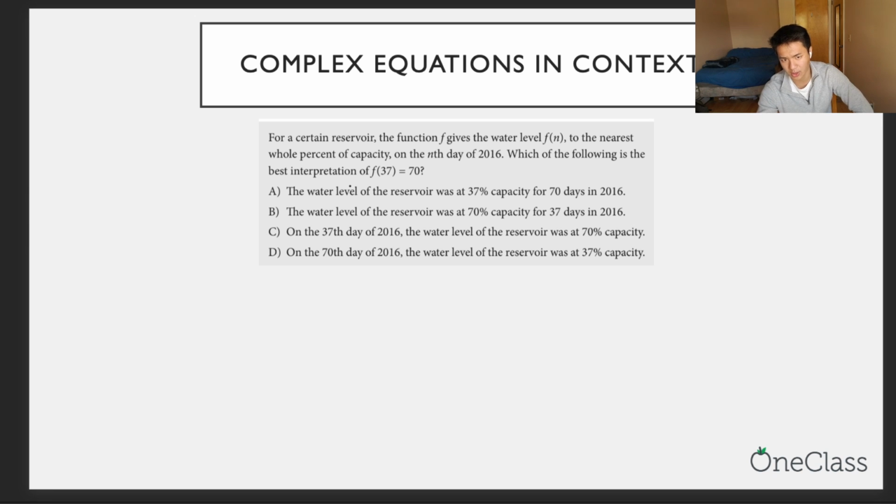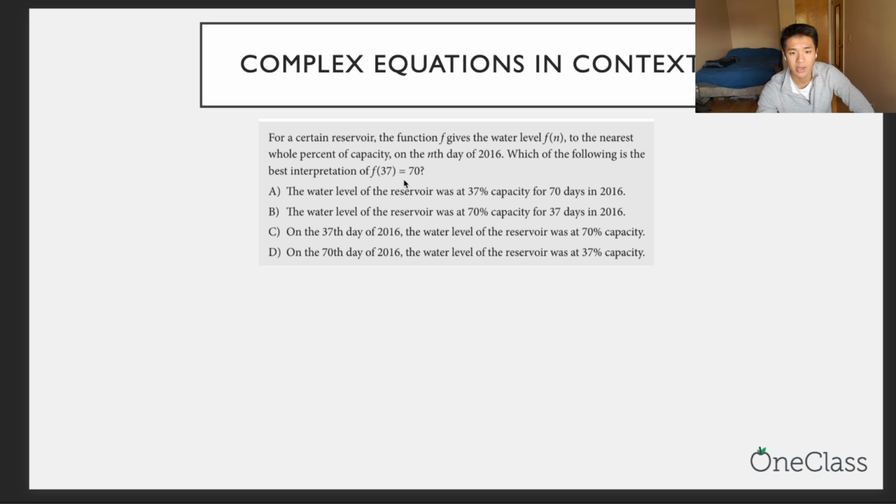So the question here says, for a certain reservoir, the function f gives the water level f of n to the nearest whole percent of capacity on the nth day of 2016. Which of the following is the best interpretation of f of 37 is equal to 70? So basically, we're given the function and the relationships and we're asked to interpret a situation.